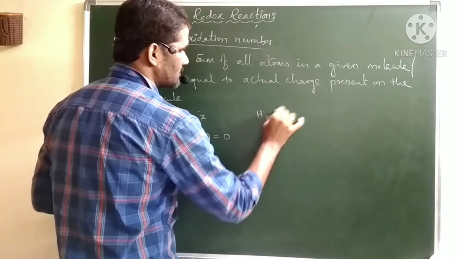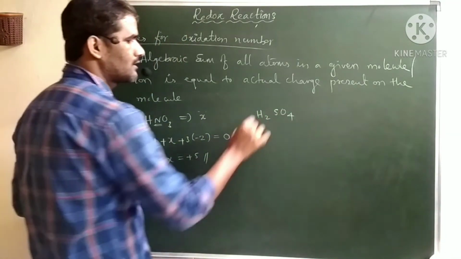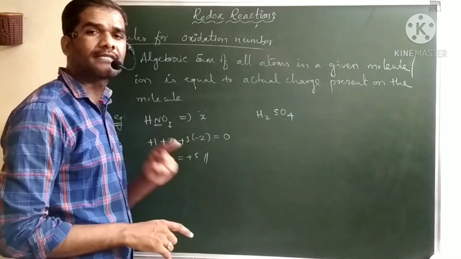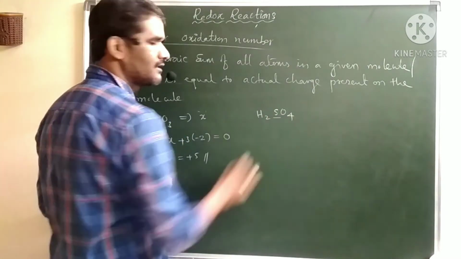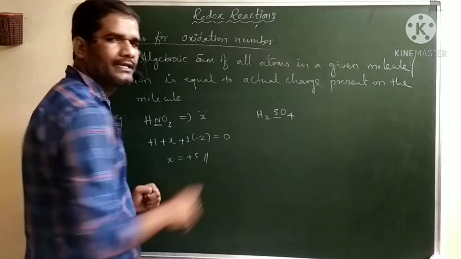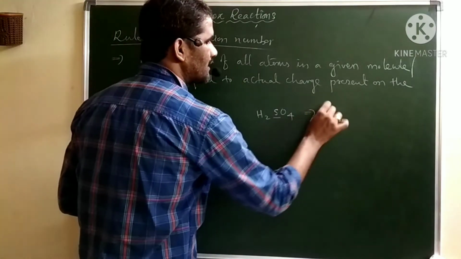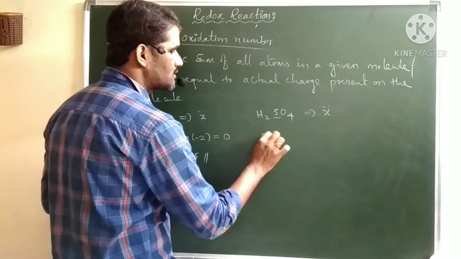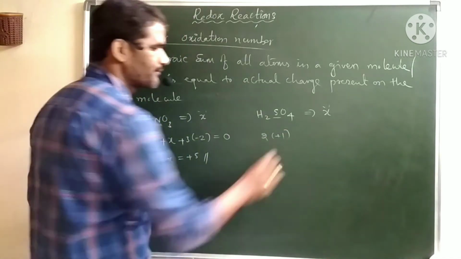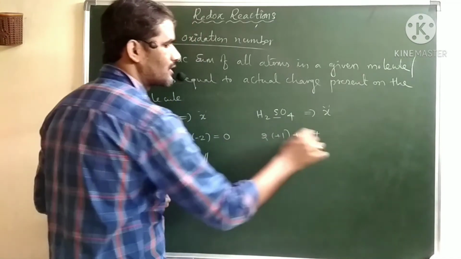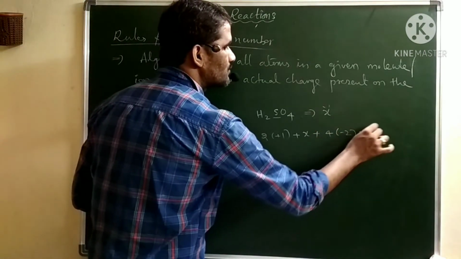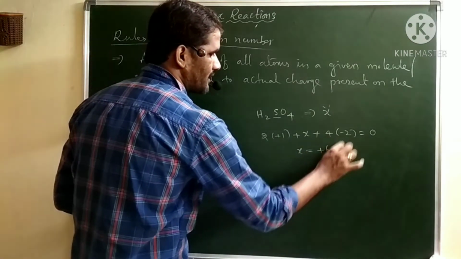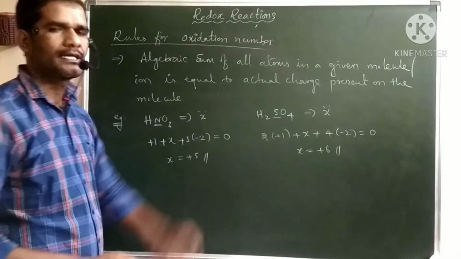Next, H2SO4. Again, hydrogen and oxygen are fixed, and sulfur's oxidation state is -2 only in the case of sulfides. This is not a sulfide, it is sulfuric acid. So we have to calculate the sulfur oxidation state here. Let us assume again this is X. Two hydrogens are there, each carries +1, plus X, plus 4 oxygens, 4 into -2, is equal to 0. Then you will get X equal to +6. So the sulfur oxidation state here is +6.